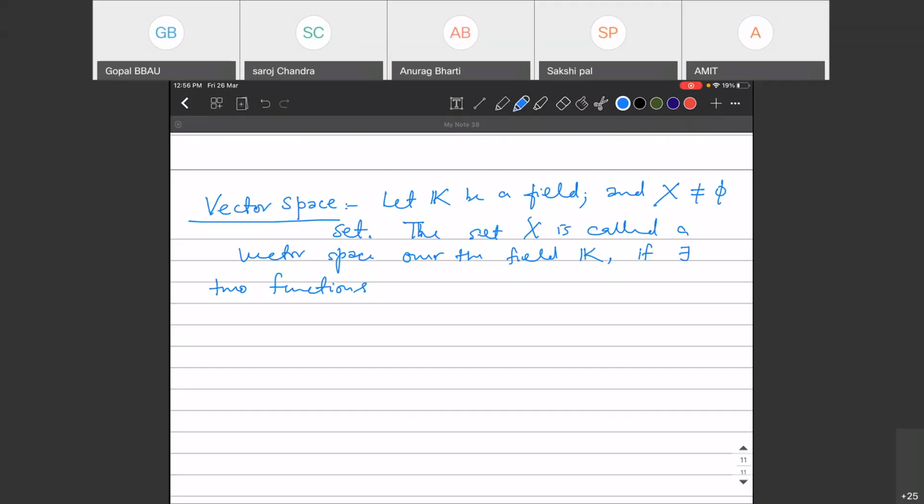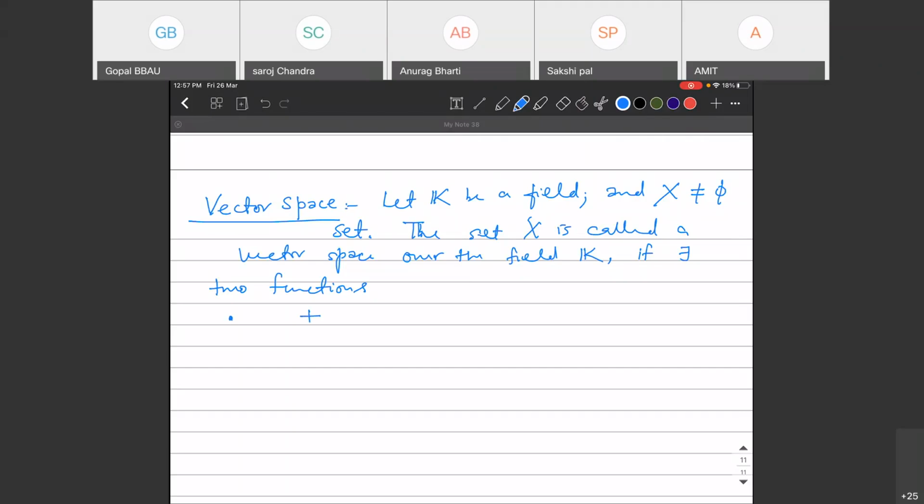As I said, a vector space is similar to the solution set of a homogeneous system. There we took two operations: number one, addition; number two, scalar multiplication. In fact, these are two functions.